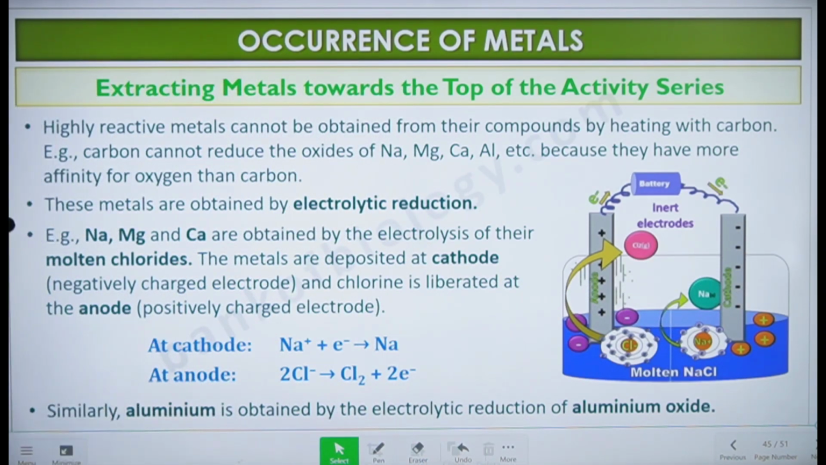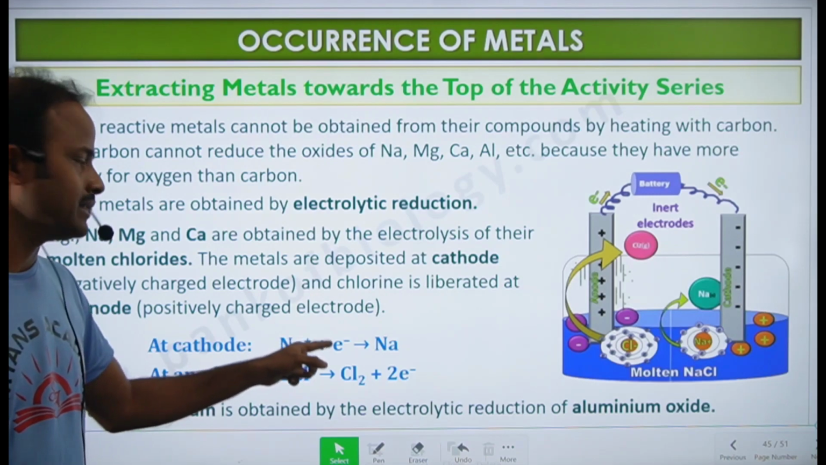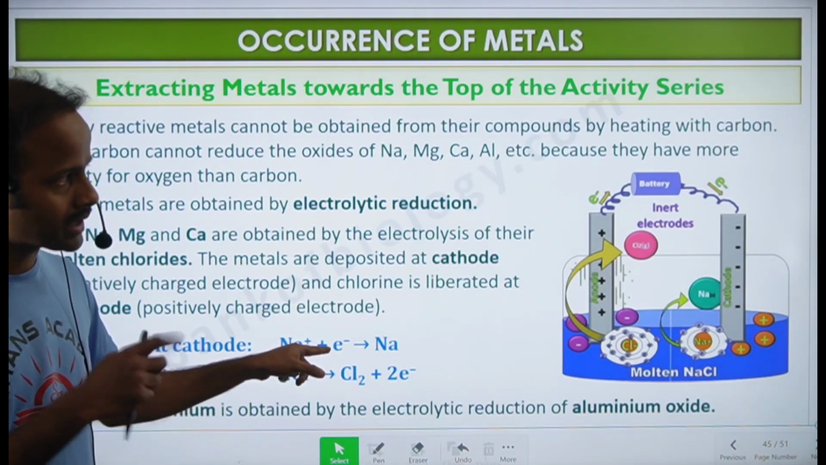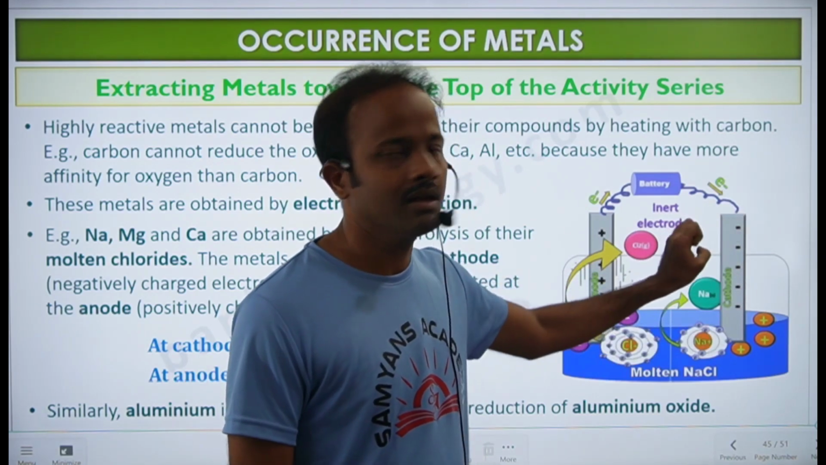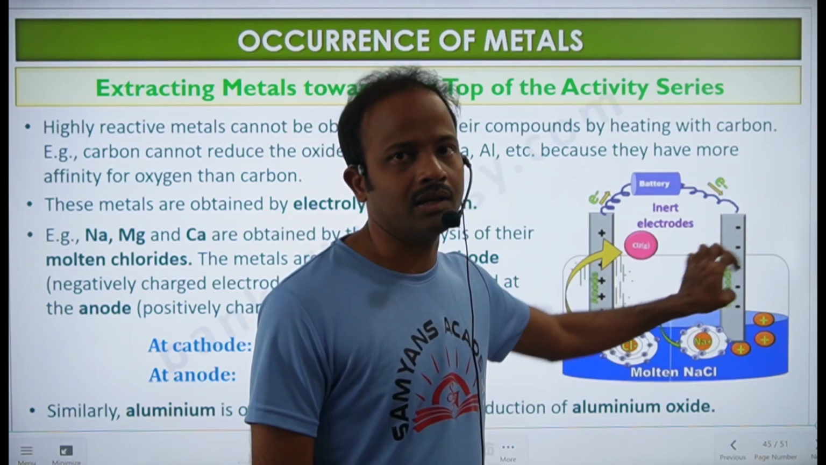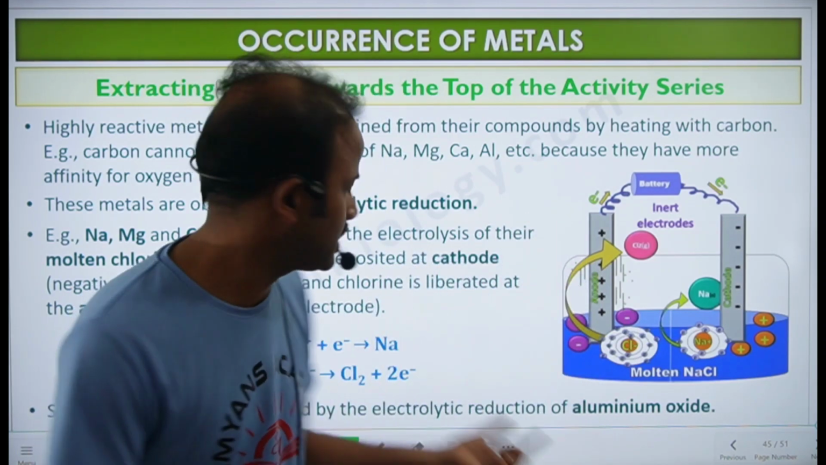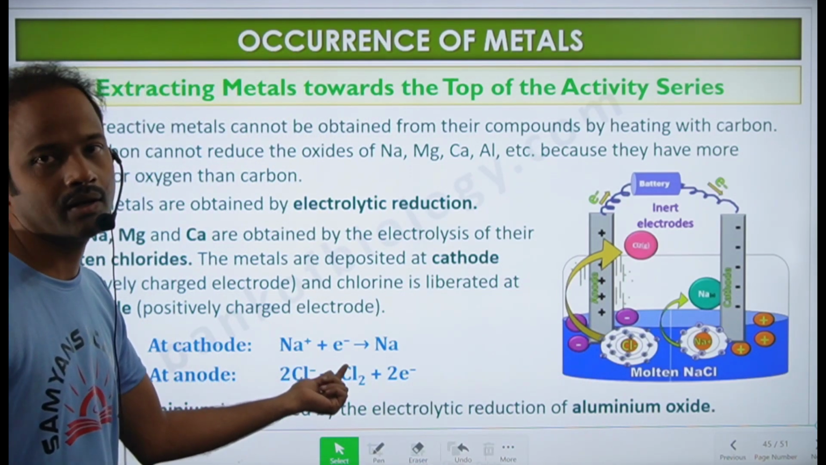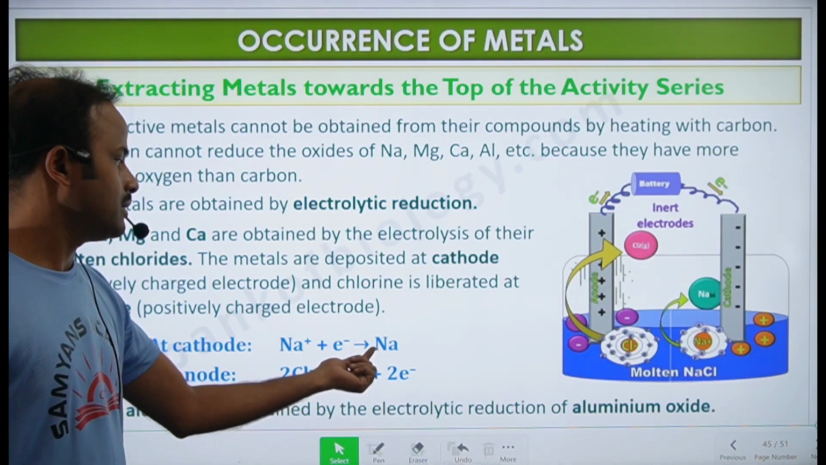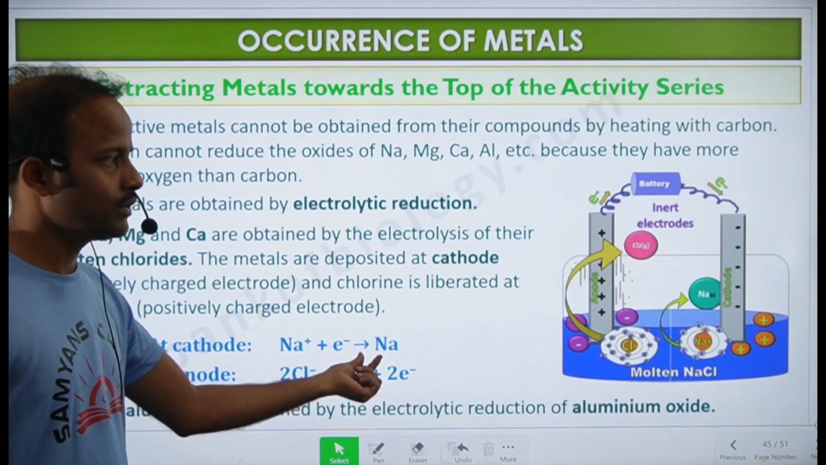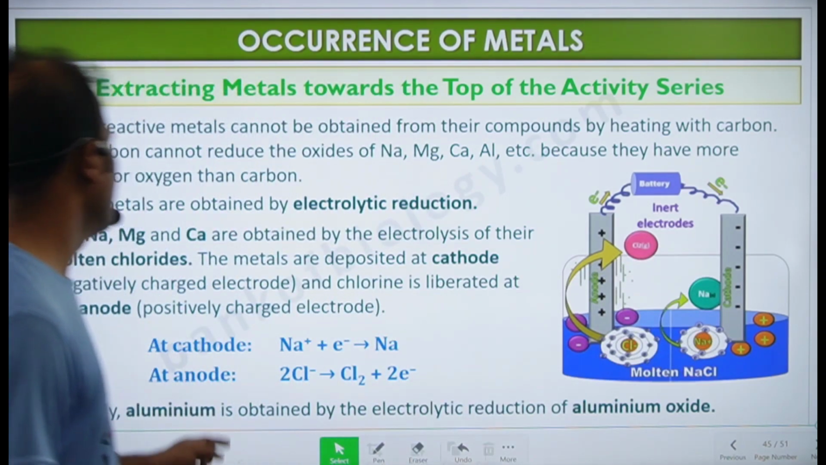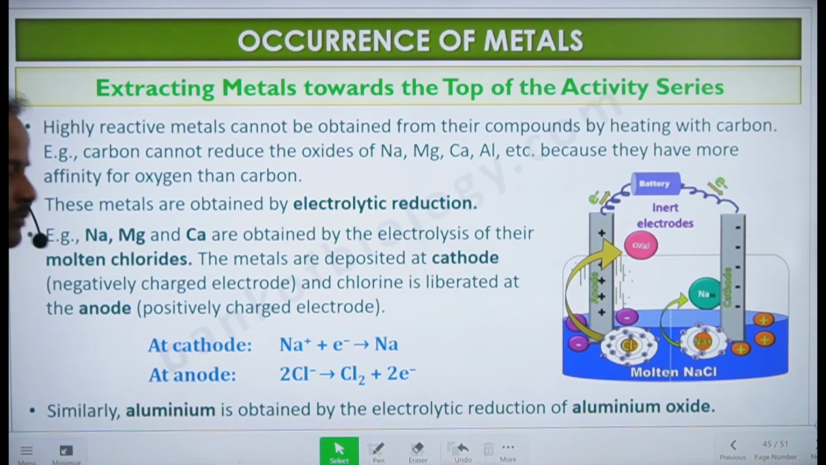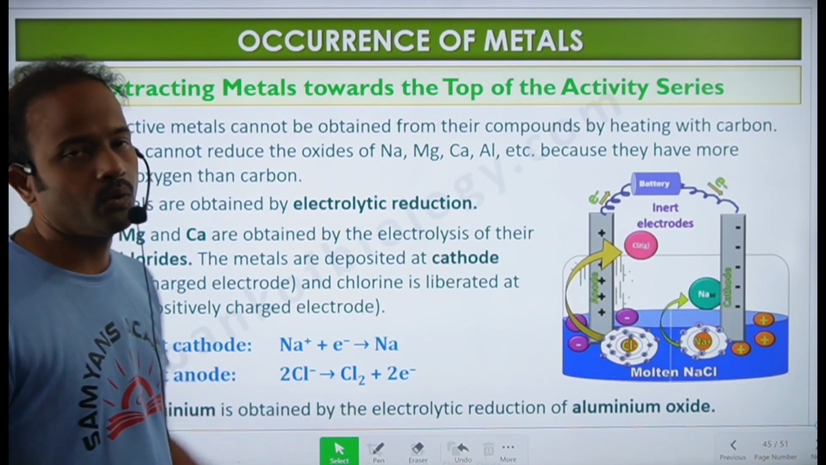Now at the cathode, what happens? The sodium ion takes an electron from the cathode, right? Why? Because the negatively charged electrode gives the electrons, and the positive sodium ions take that electron. After taking the electron, the sodium ion is converted into a sodium metal atom, which gets deposited on the cathode electrode. And Cl minus, after removal of two electrons, is liberated as chlorine gas.